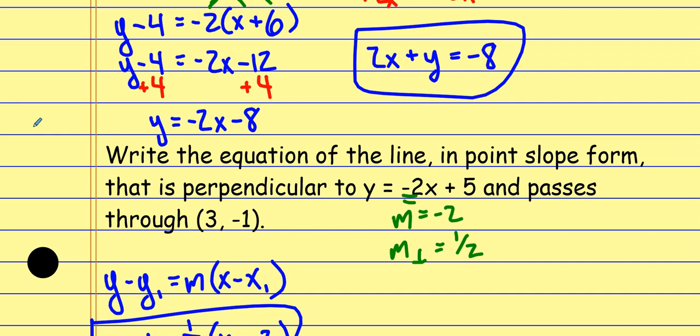But then when we're writing equations, we do the same thing we've always done. We start in point-slope form. We can convert that to slope-intercept form, and from there we can move it into standard form. Okay?